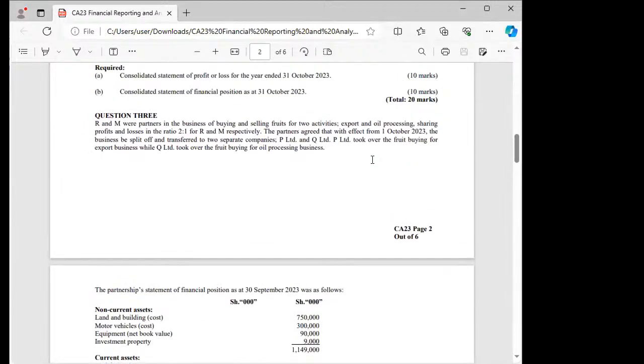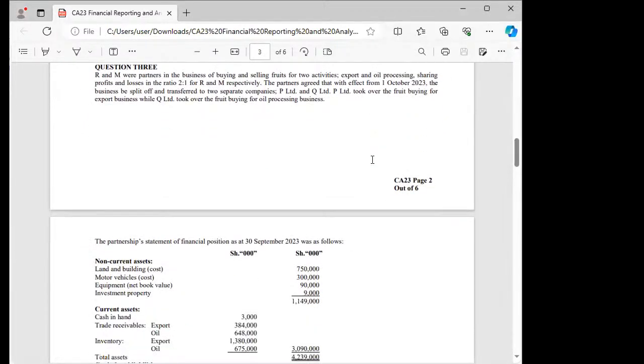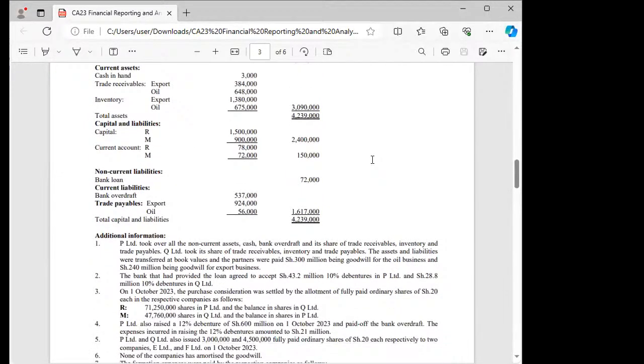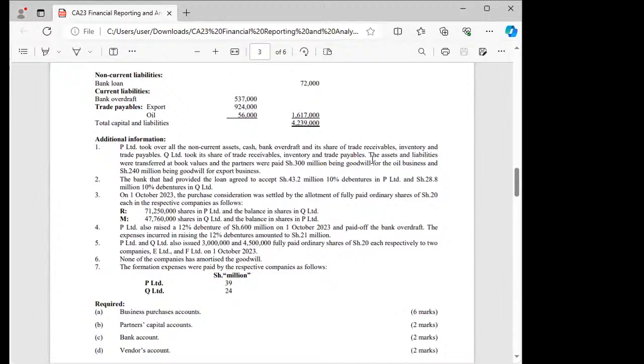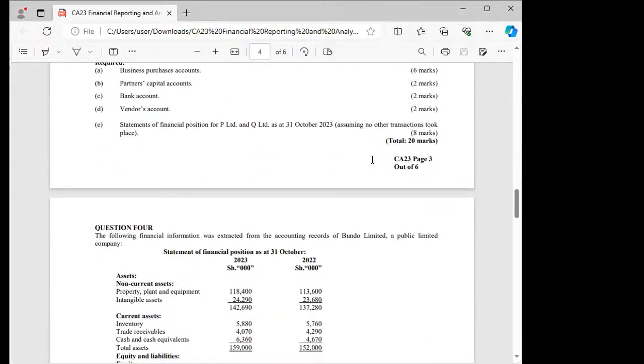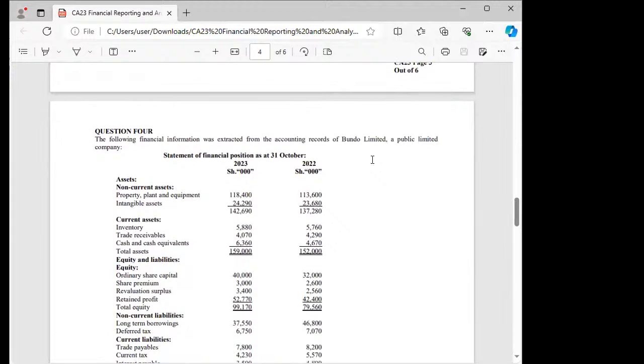Okay, look at question number 3. This was partnership. Don't you see? You see these partners. Do you see that? Business purchase account, capital account, bank account, vendors account, like that. Was it partnership or branch? I think that was more of branch.